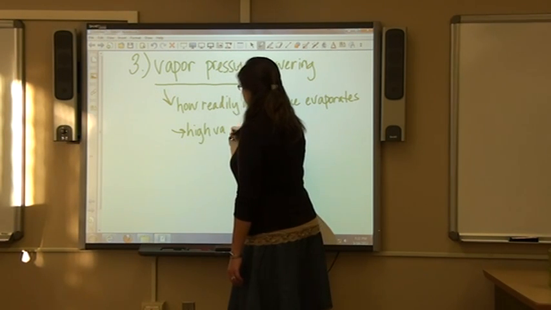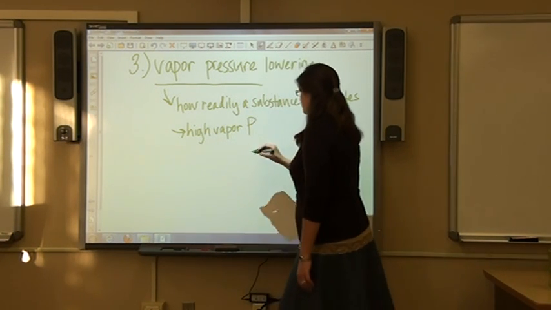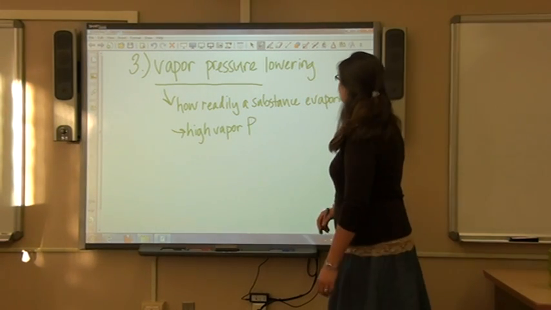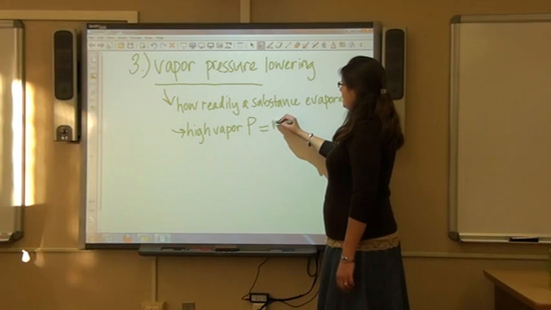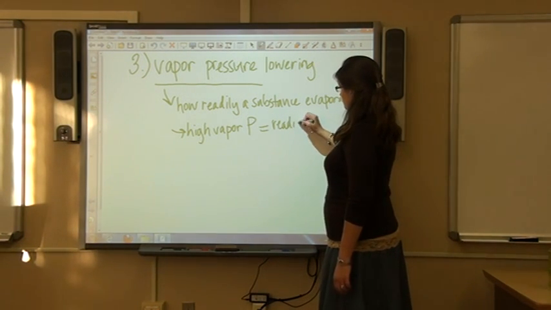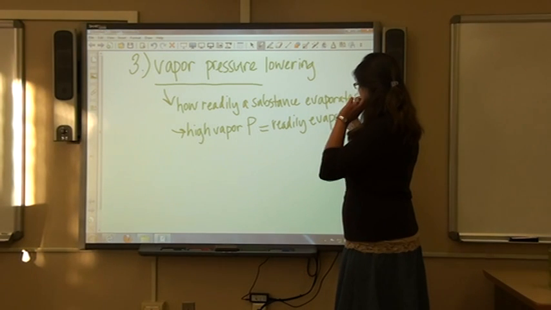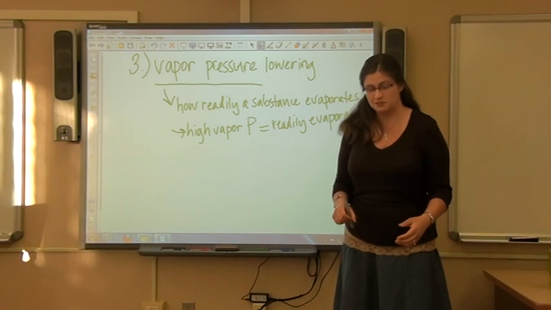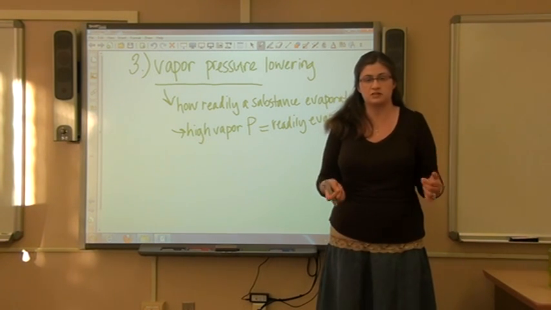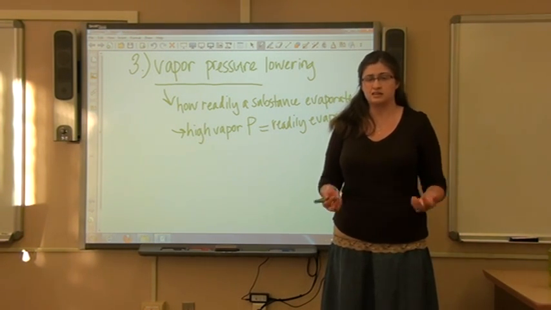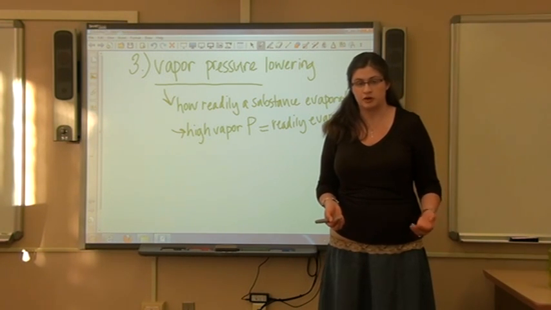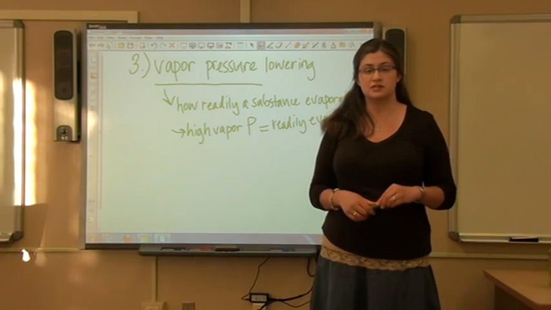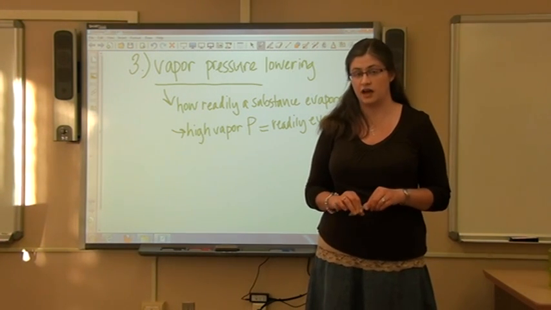If something has a high vapor pressure, I'm going to abbreviate it with a capital P for pressure, it means that it evaporates readily. Can you think of anything that really evaporates quickly? Like if you spill it, sometimes you won't even have enough time to clean it up, it evaporates right away. Gasoline is one of those things. It has a pretty high vapor pressure. Nail polish remover is one of the things that has the highest vapor pressure.